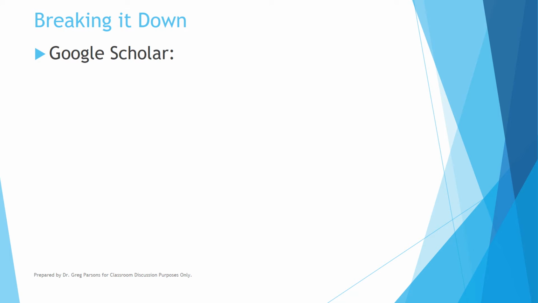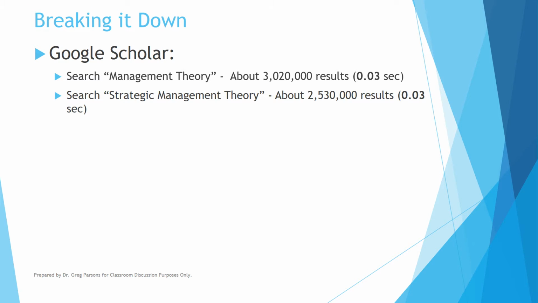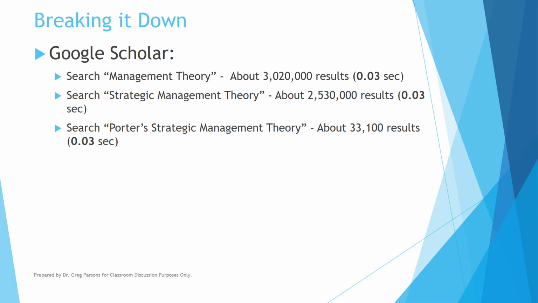If you break it down, and again, this is kind of eye-opening, and you do a search through Google Scholar on management theory, you'll find you end up with over 3 million results in a half second. So you don't want to deal with 3 million, so you type in strategic management theory. We're breaking all the way down to 2.5 million. Well, you're not going to read 2.5 million articles. You better go a little further.